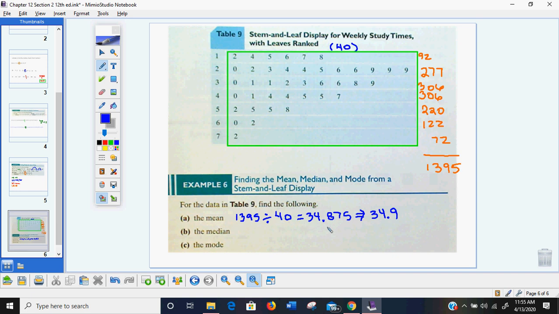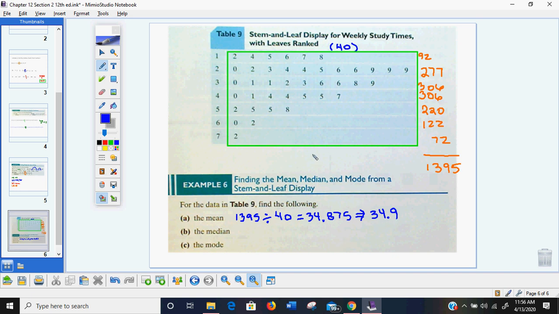You get 34.875. Most statistical classes want you to go one more place than the data. So since all the data was in whole numbers, they want you to go to the 10th place. And this would be 34.9. Since you have an 8 here and a 7 on the right, you round up to 9. Now, if they don't ask you to round it, you can leave it. But if they ask you to round it, you go one more than the data. So if all the data are whole numbers, you go to the 10th.